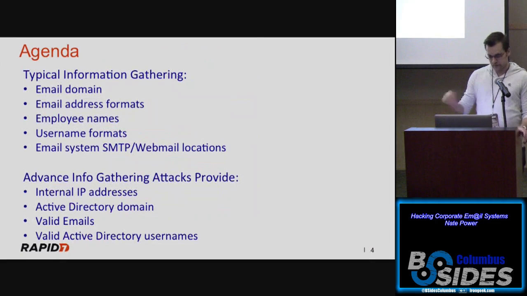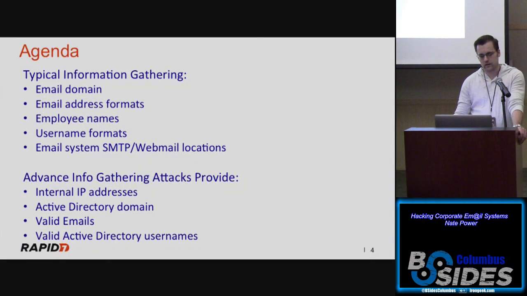Okay, some other types of information gathering we'll be doing. We want to know what our target email domains are going to be. We want to know email address formats. We want to know employee names. We want to know username formats. And we want to know where these mail systems are actually located on the internet.